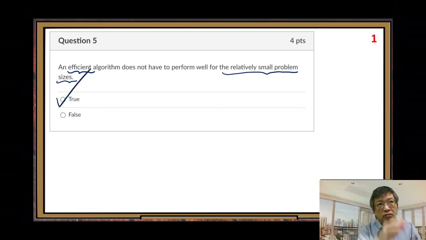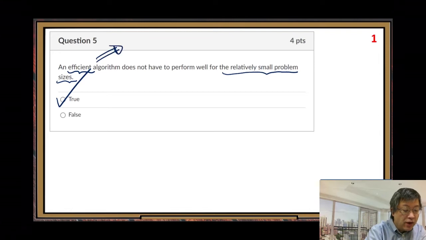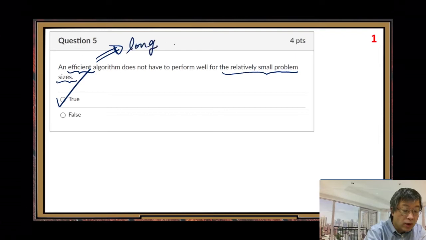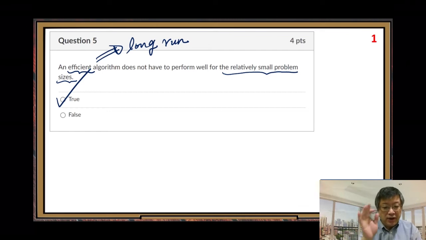There are several points I need to explain here. First, whether an algorithm is efficient or not, we look at the long run, not the short term. It is a long run behavior. All right? Why is that? Let me explain that.